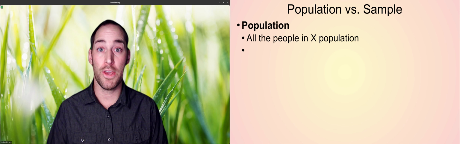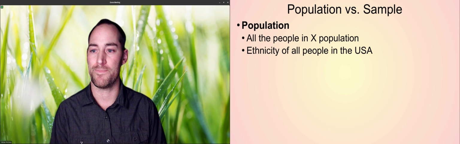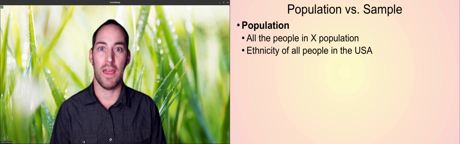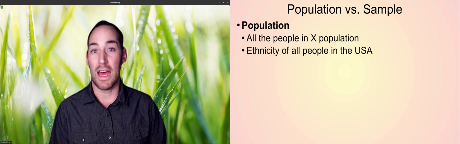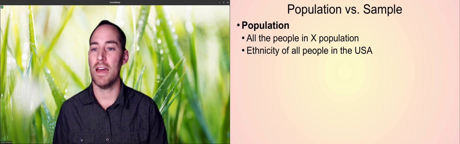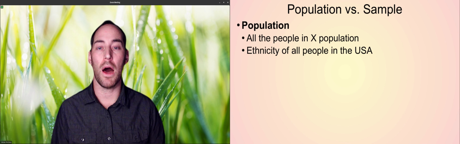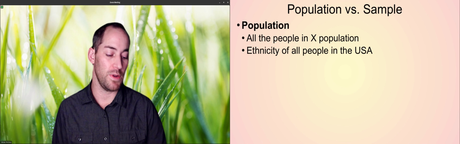So all humans is all humans. That's the population of humans. So everybody on Earth, and then also in the International Space Station. So that's the population of humans. So you could think about a stat relevant to that, the ethnicity of everyone in the population of the United States. What are the percentages of ethnicity across the population in the United States?